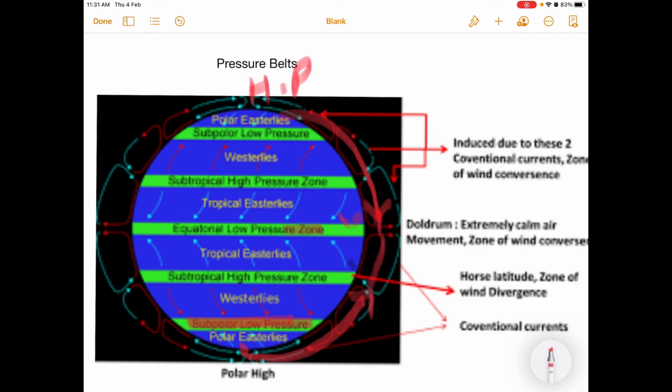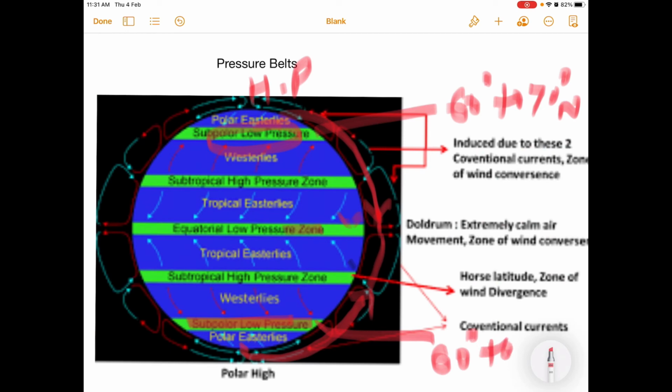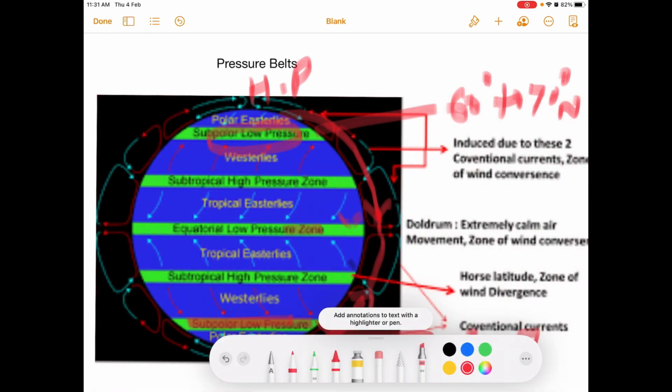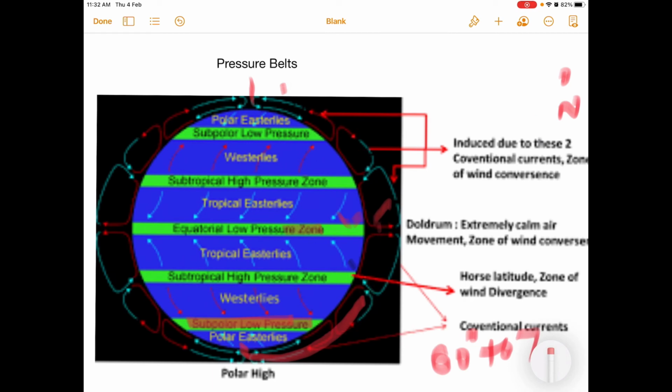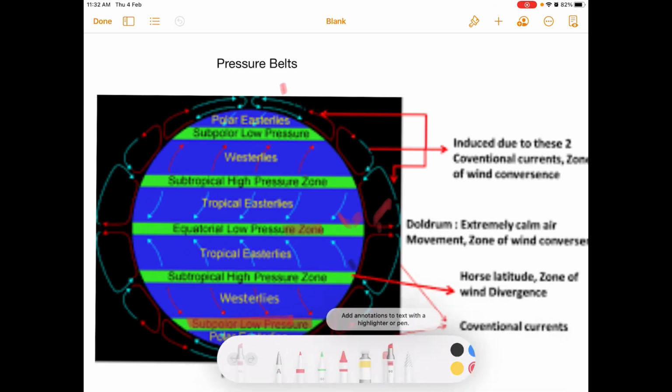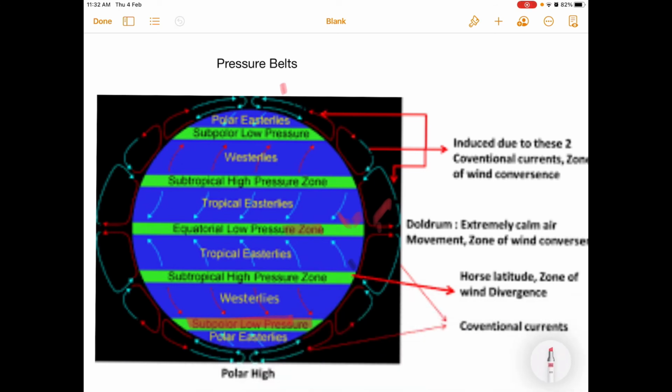So here they converge. So what happened after the convergence? When they converge, air rises and creates a low pressure area in this region, that is from 60 degree to 70 degree north and south of the equator. A low pressure area is created in this area, and that is why, children, you may say that it is a high latitude area, the subpolar region, and then ask why the low pressure area is created. This is one of the reasons: because of convergence a low pressure area is created in this area, because when convergence occurs, air rises and creates low pressure.